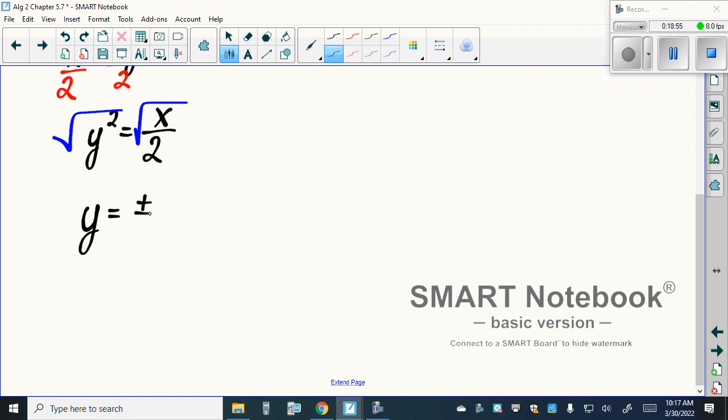Now what that'll tell us is y is equal to plus or minus, because anytime we take the square root of both sides, we have to add that plus or minus, the square root of x over 2. Now at this point, we can rationalize the denominator because technically we do have a square root in the bottom of a fraction. But for us here, we'll leave it as this, because if we wanted to rationalize the denominator, we could, and it would just give us the square root of 2x over 2.